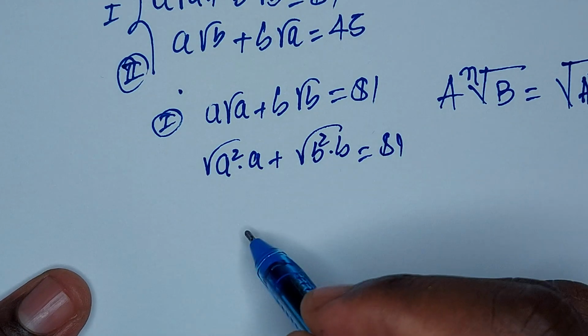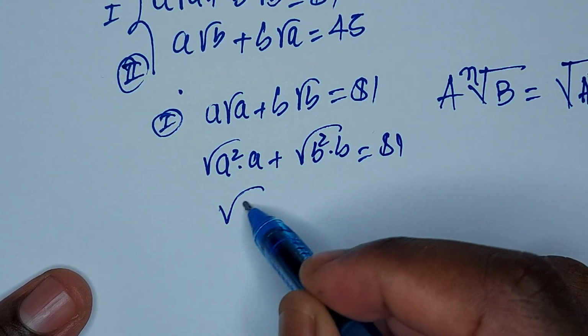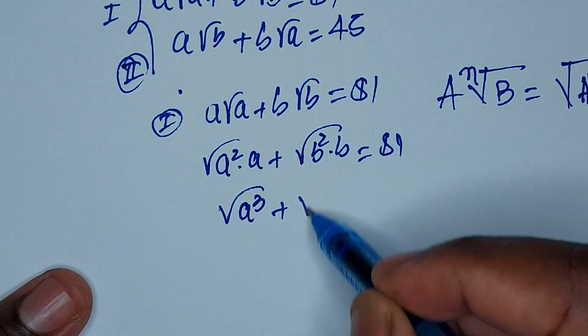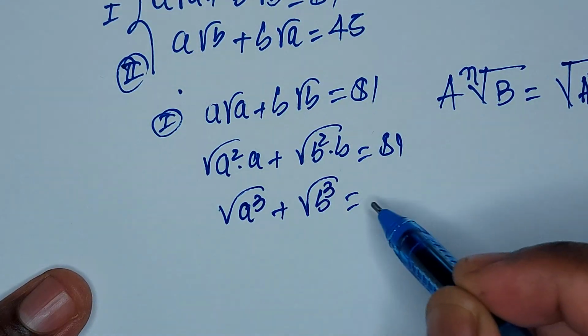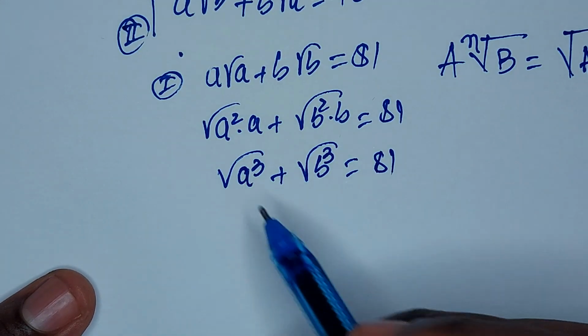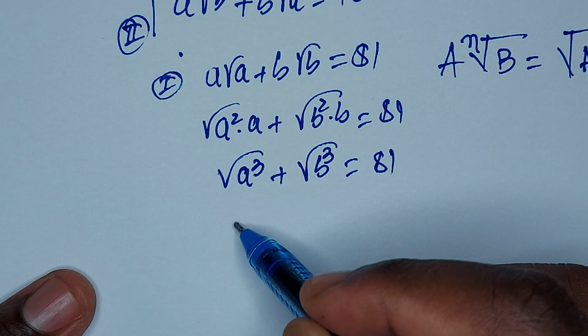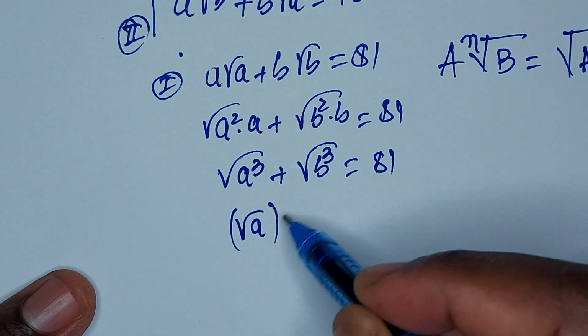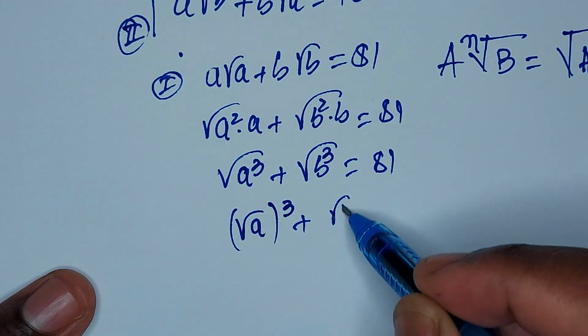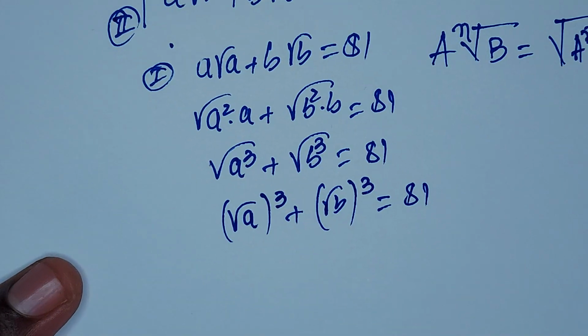So from here I have that this is going to be square root of a cubed plus square root of b cubed and equals 81. So I can write this in a different way, which is square root of a to the power 3 plus square root of b to the power 3, and this equals 81.